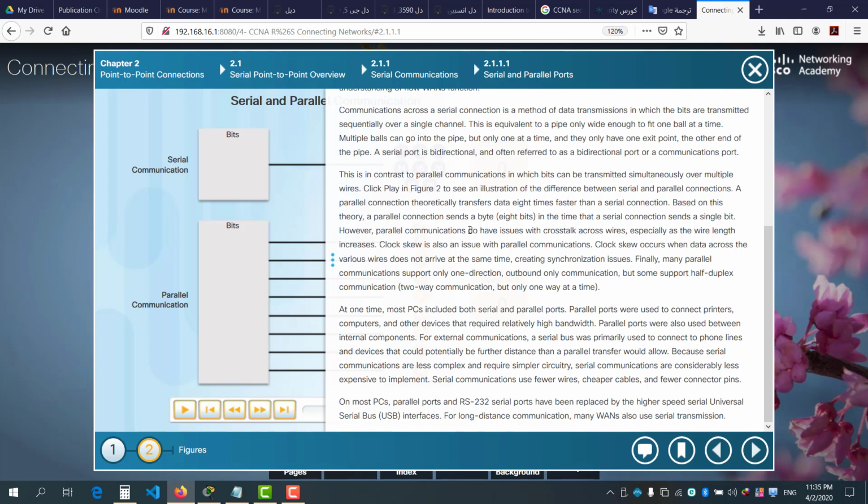There is another problem that we have with parallel communication, which is called clock skew. Clock skew occurs when the data across the various wires doesn't arrive at the same time, creating synchronization issues. Finally, many parallel communications support only one direction, outbound communication, but some support half duplex communication, which is two-way communication but only one way at a time. I'll illustrate in Arabic.